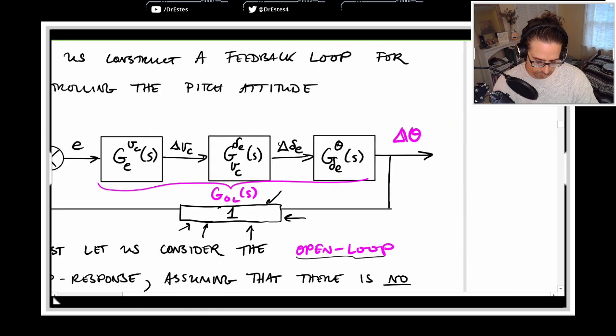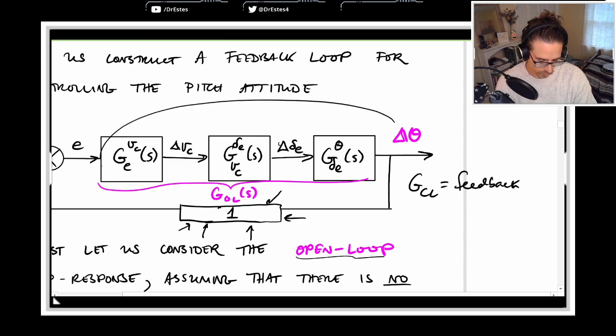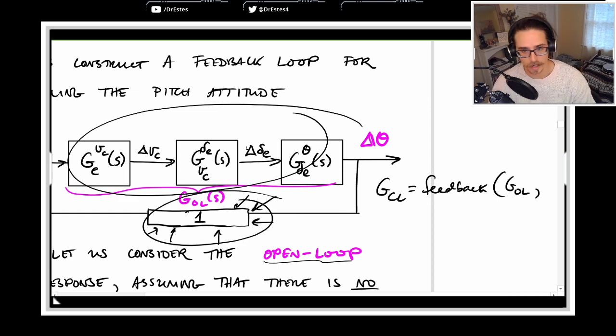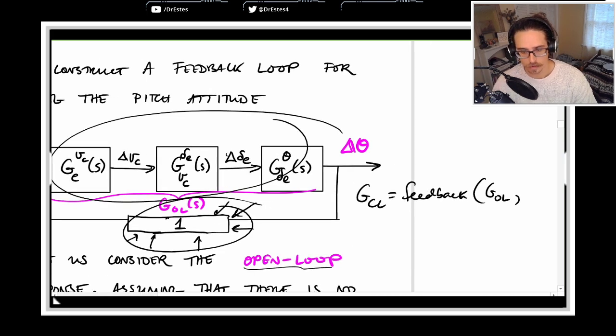So when you do feedback, you put the transfer function in the top, which for us is just G open loop, and then you put the transfer function in the bottom, which is just 1.